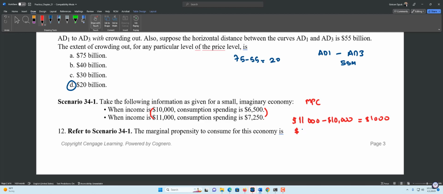And how much does my consumption increase because of an increase in income? The consumption increases from 6,500 to 7,250, which is 750. So what is the percentage of this additional income I use for spending? That is marginal propensity to consume. So MPC is 750, which is change in consumption, divided by change in income. That is 0.75. So the right answer is 0.75.